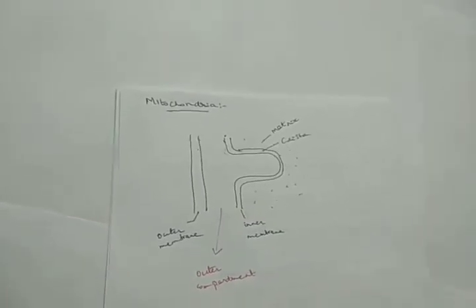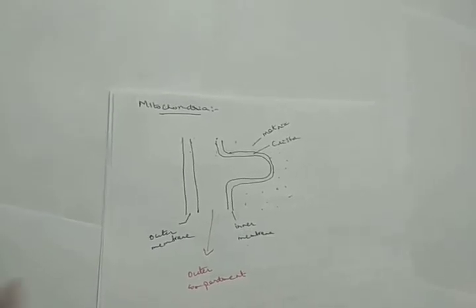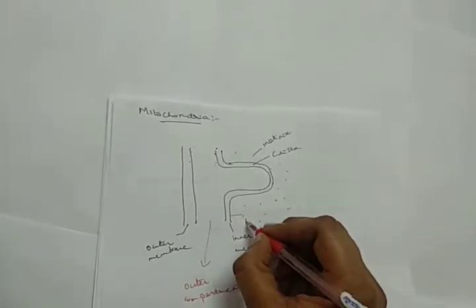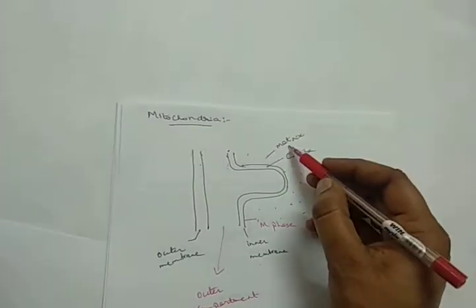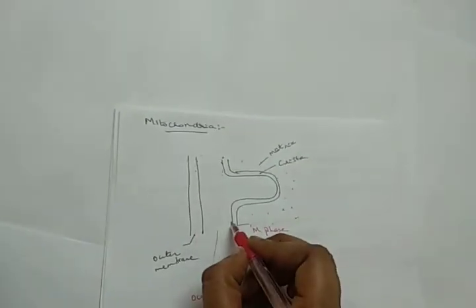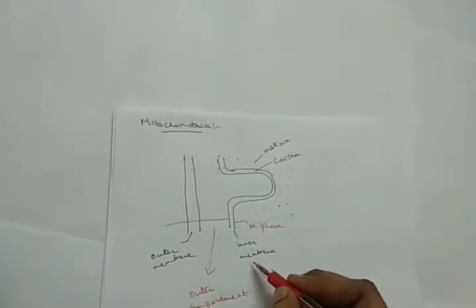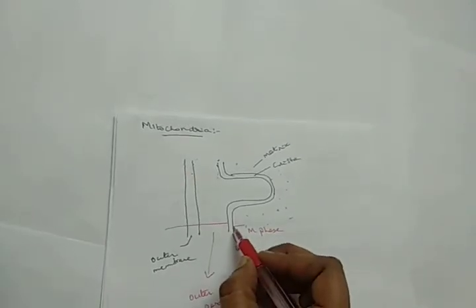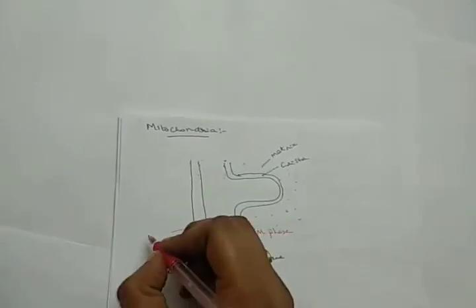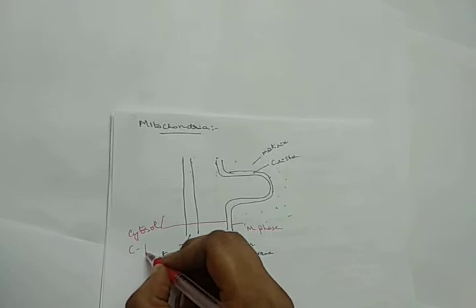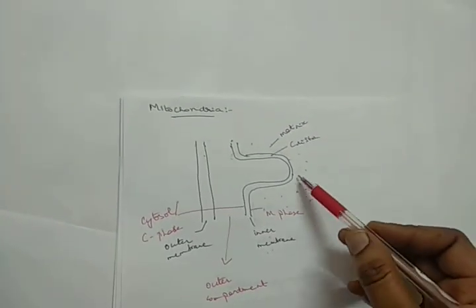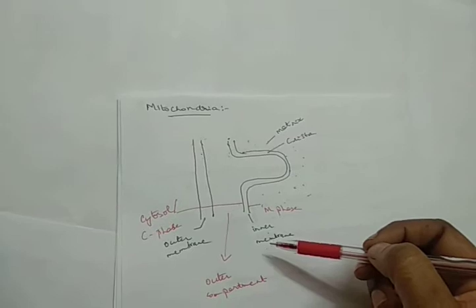Now coming towards the actual part, what we are going to see here. This inner region you are going to call the M phase, because it is considered the matrix. And this is the inner layer and this is the outer layer. The outer layer you are going to call the cytosol or the C phase. Clear?